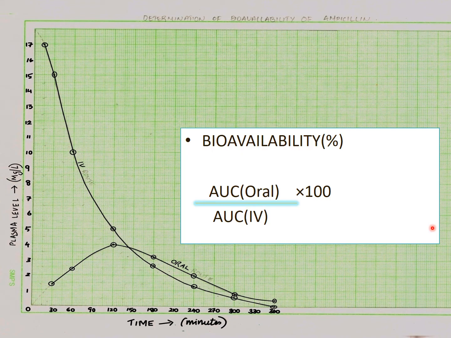Also we can compare the bioavailability of a drug. Here we are determining the bioavailability of ampicillin. One is given as IV and one is given as oral. To find the bioavailability of ampicillin, we find the AUC, that is the area under the curve, of oral divided by the area under the curve of IV, into 100. This gives the bioavailability of ampicillin. For every drug we can calculate by this method.